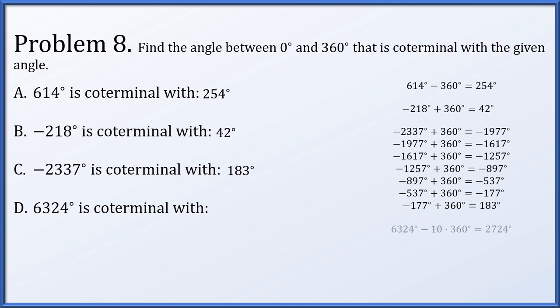6,324 degrees, well, we could start subtracting 360 over and over again, but I know I'm going to be able to subtract 3,600 degrees, more than that, in fact, but let's just take away 10 of them. So now we're at 2,724 degrees. If we take away 7 more, you'll be down to 204 degrees, and you cannot take away 360 degrees from that without being negative, so 204 degrees is coterminal with 6,324 degrees.